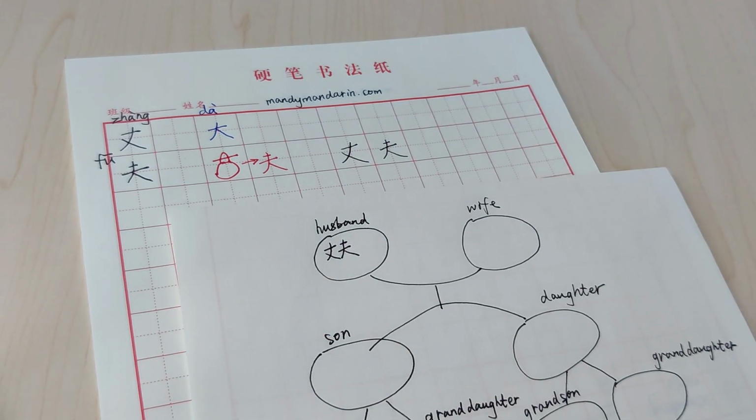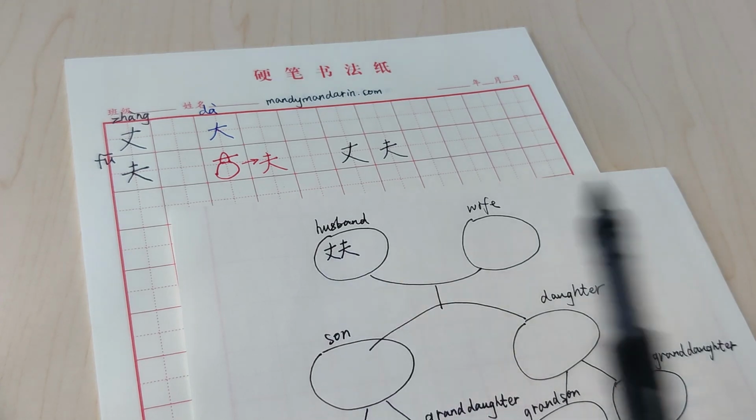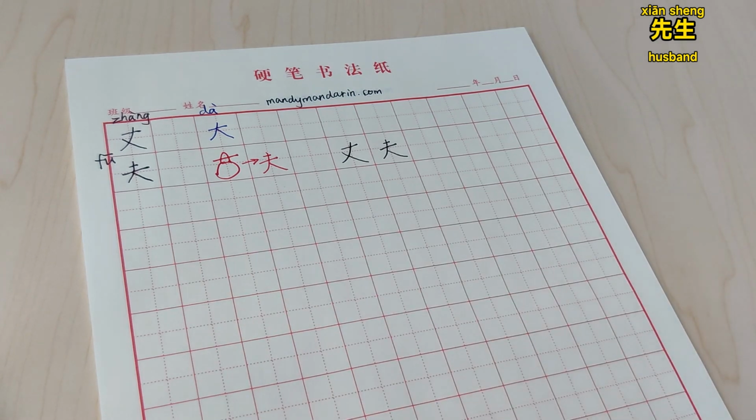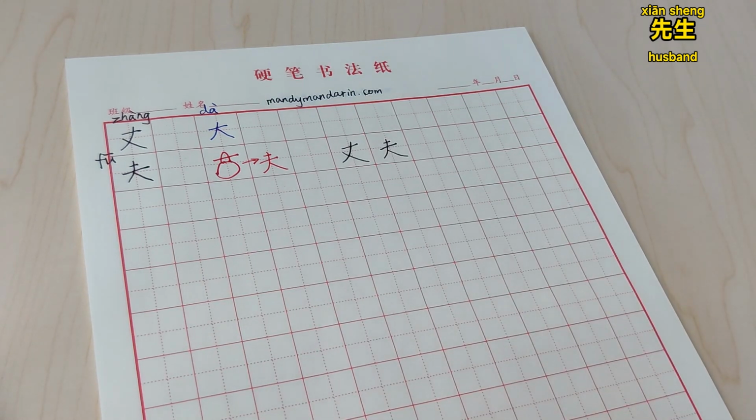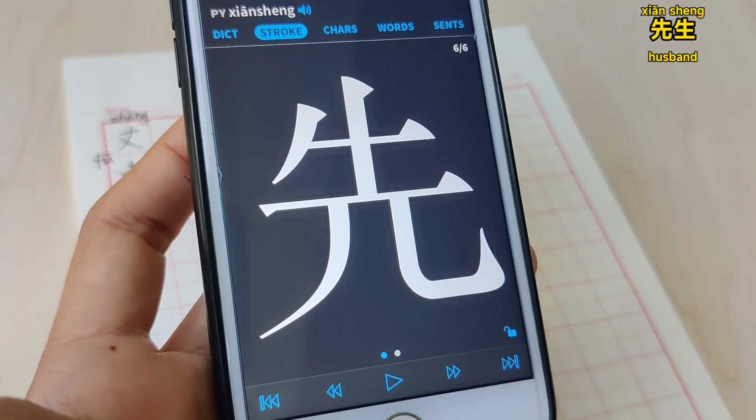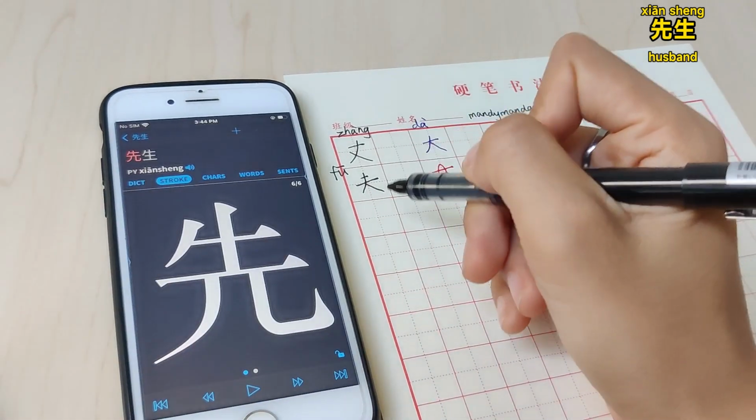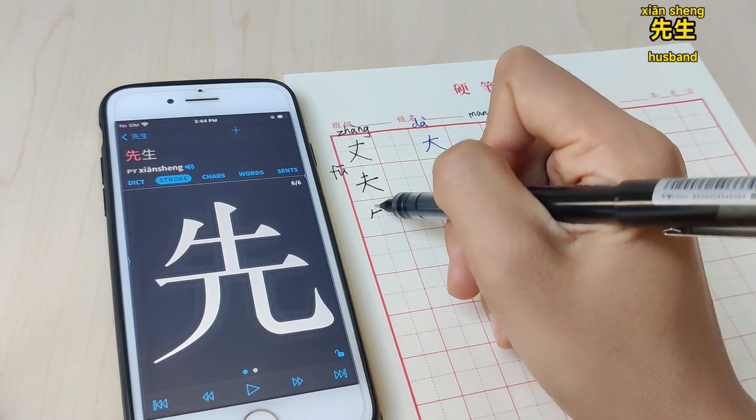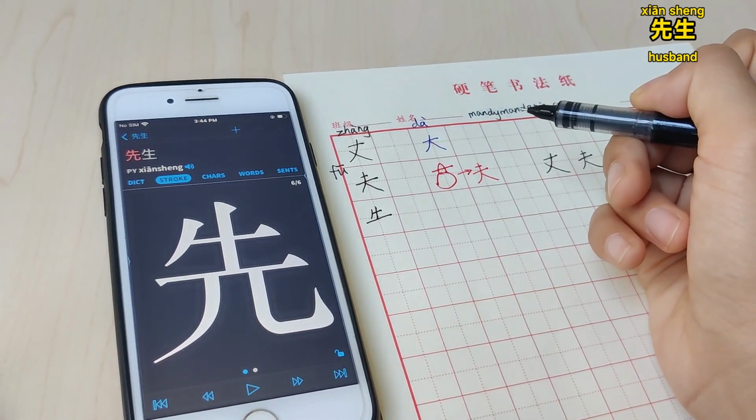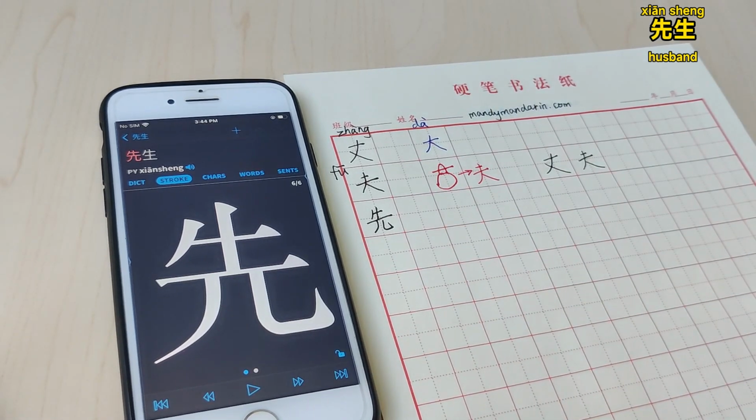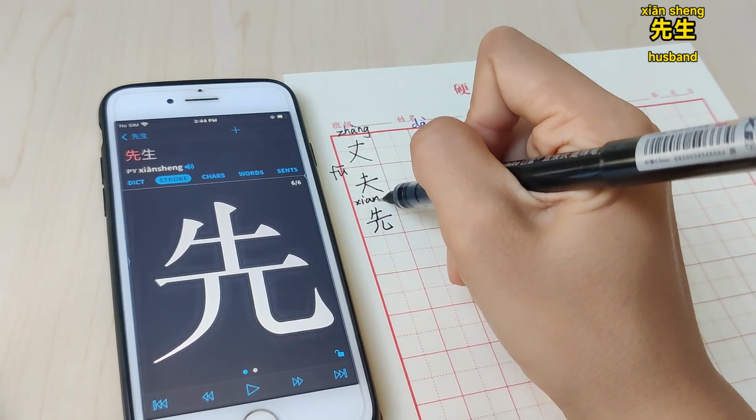And the next word, still, we're going to talk about another word for husband. Actually, there are 3 words, all meaning husband. But I will tell you the difference later. And the second word for husband would be 先生. And this is how we write the 先. We go 1, 2, 3, 4, and then 5, 6. This is 先.